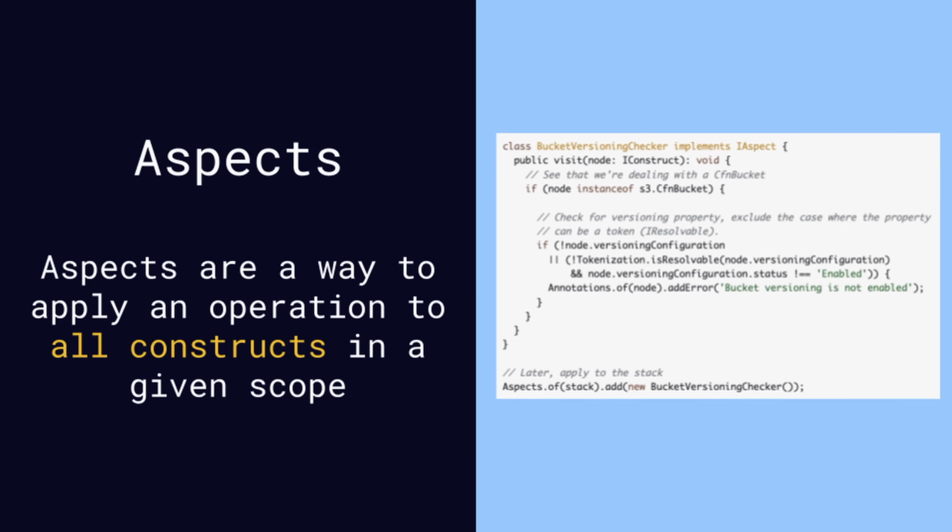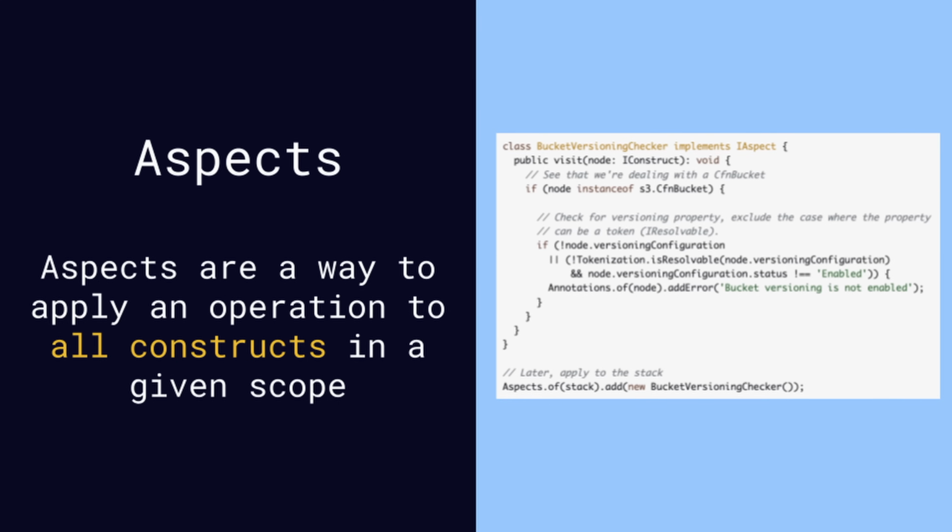Another advanced topic for the CDK is aspects. Aspects are a very powerful tool in CDK. They're a way to apply an operation to all constructs in a given scope. The aspect could modify the constructs, such as by adding tags, or it could verify something about the state of the constructs, such as ensuring that all the buckets are encrypted.